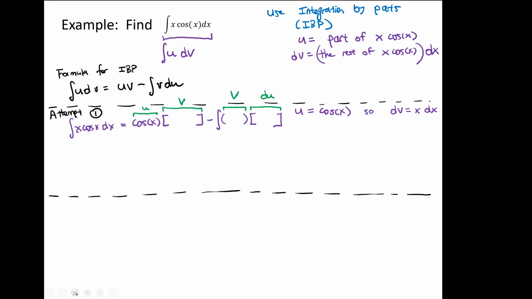Okay. Now we need to find what those pieces are. So for the u piece, we can take the derivative of that. du by dx is negative sine of x. That means du is equal to negative sine of x times dx. So I'm going to plug that in the box that's slightly too small: negative sine of x times dx.